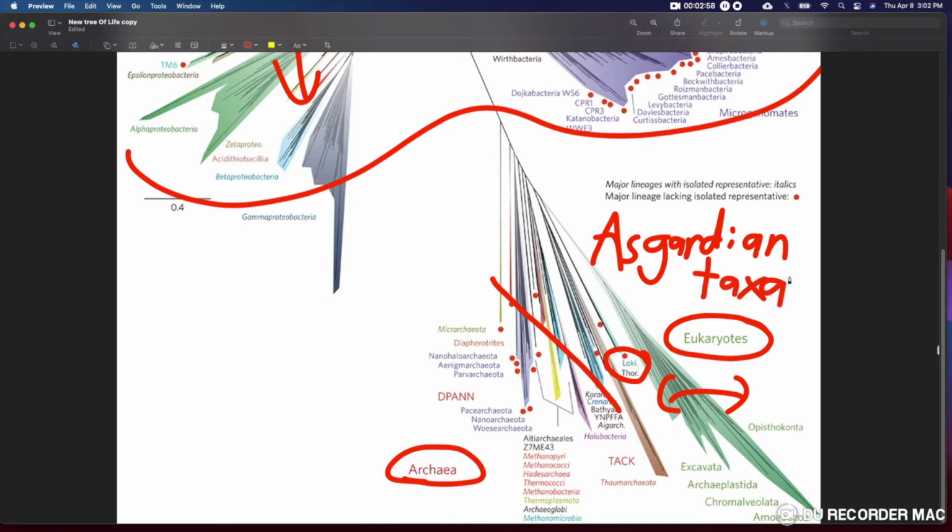Asgardian taxon. Okay, so let me just share, because I have read across different papers. In 2019, several Japanese researchers isolated an organism, an archaeon, at the prokaryote-eukaryote interface, what we call the prokaryote-eukaryote interface. So the interface between your prokaryotic organism and your eukaryotic organism. And they have isolated this archaeal representative under the Asgardian taxa.